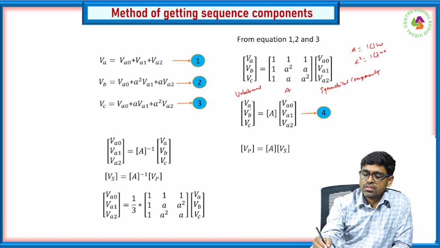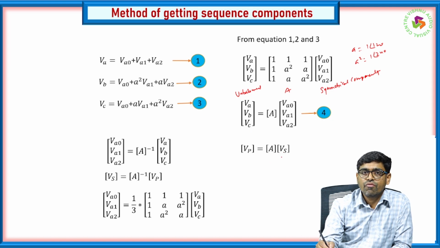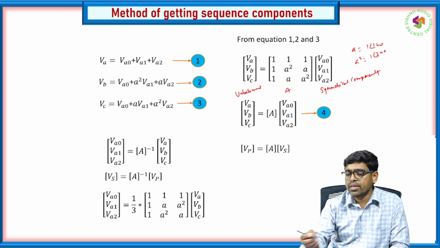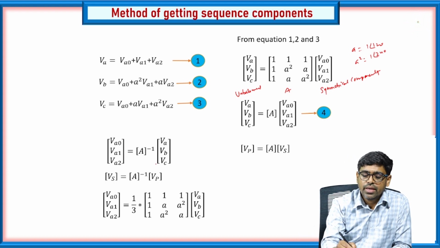Then we can see that VA, VB, VC are the phasor quantities, and it is an unbalanced quantity. VA0, VA1, VA2 are the sequence components, so we give a notation VS. So VP equals A into VS. And if the unknown quantities are the symmetrical components, then we can write VA0, VA1, VA2 equal to A inverse of VA, VB, VC, and VS equal to A inverse of VP.